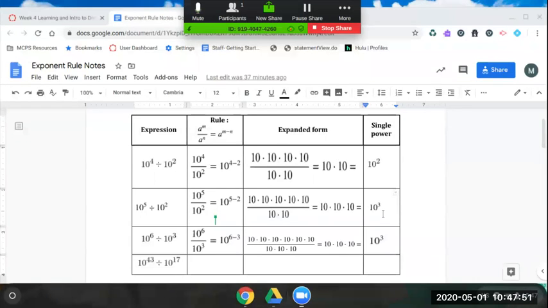So you can pause the video now and go over 10 to the sixth divided by 10 to the third to figure out how we ended up with 10 to the third.